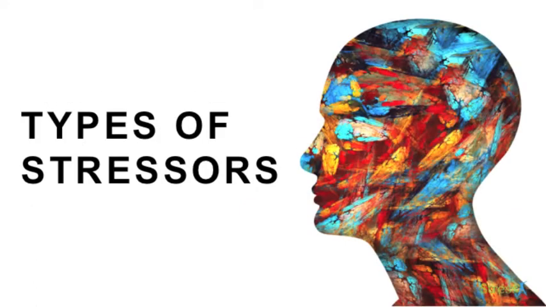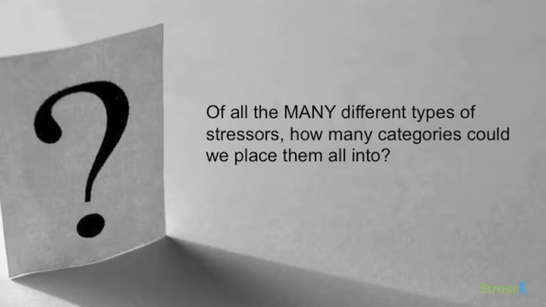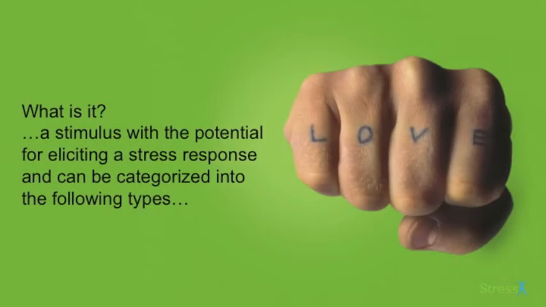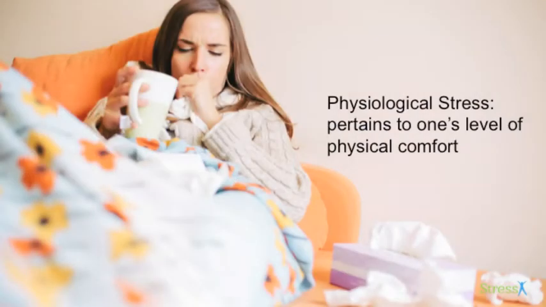Types of stressors. Of all the many different stressors, how many categories could we place them all into? Take a guess. Although they may overlap to an extent, there are 5 different categories or types of stressors. First of all, what exactly is a stressor? A stressor is considered to be a stimulus with the potential for eliciting a stress response and can be categorized into the following types. Physiological.